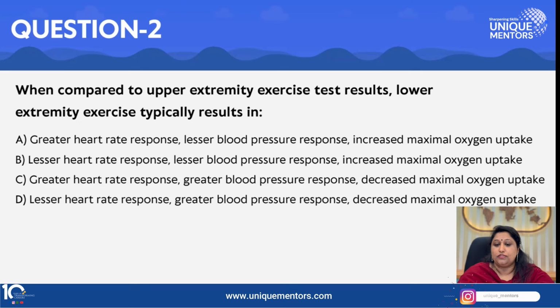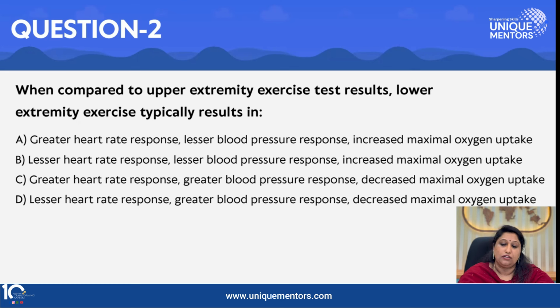Let me read out the question. When compared to upper extremity exercise test results, lower extremity exercise typically results in. The options go like this: greater heart rate response, lesser blood pressure response, increased maximal oxygen uptake, that is option 1. Lesser heart rate response, lesser blood pressure response, increased maximal oxygen uptake. Greater heart rate response, greater blood pressure response, decreased maximal oxygen uptake, that is option number 3. Now, lesser heart rate response, greater blood pressure response, decreased maximal oxygen uptake. That is option number 4.